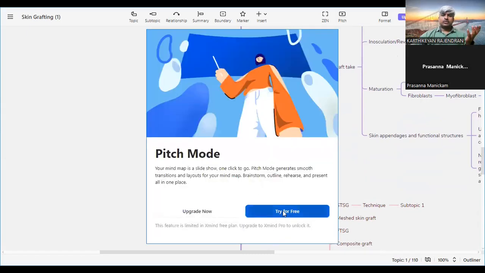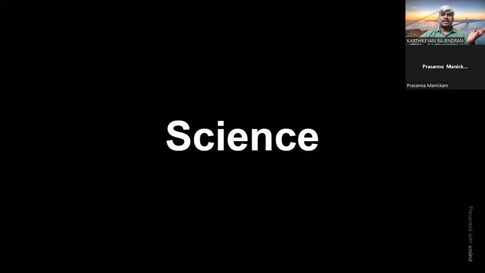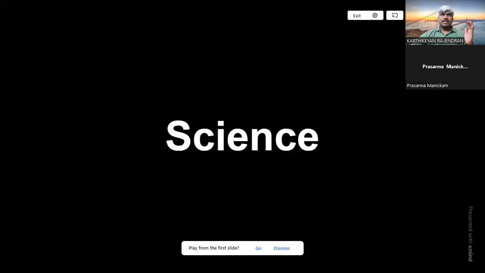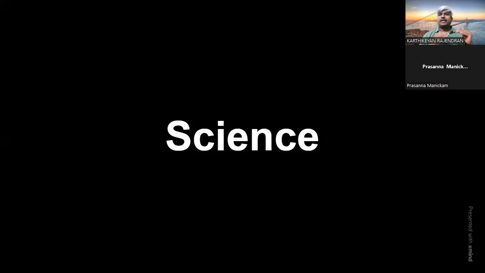So we all know graft take has three stages: imbibition, inosculation, and the remodeling phase. The time period for these phases is 48 to 72 hours for imbibition, 48 hours to 21 days for inosculation, and 21 days to 1 year for the remodeling phase. So how do these stages produce graft take?